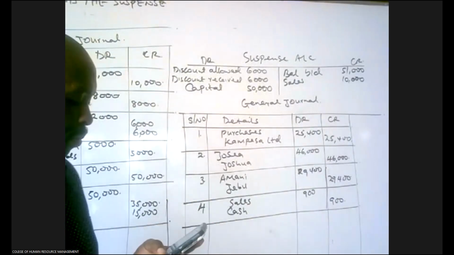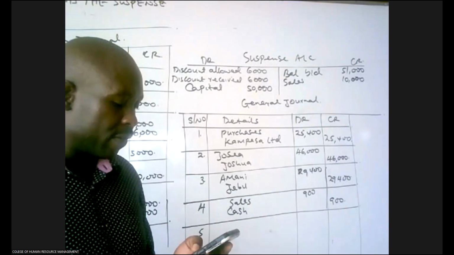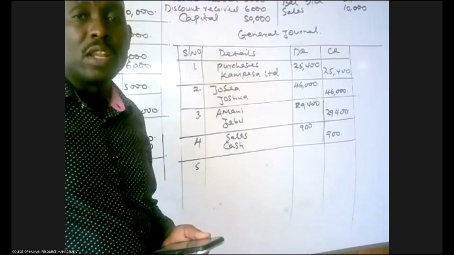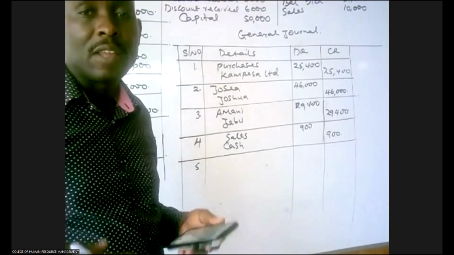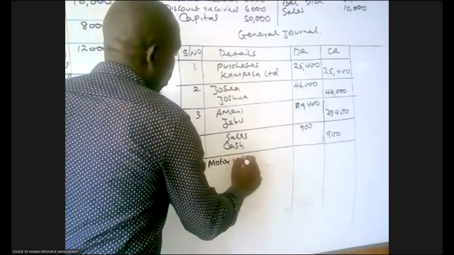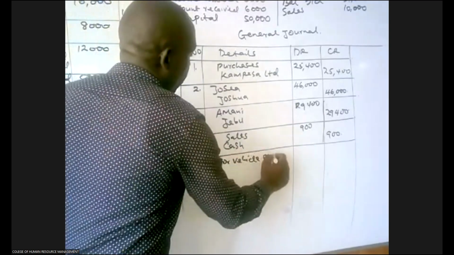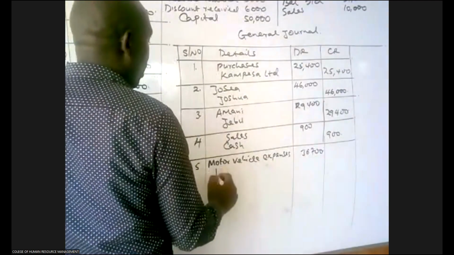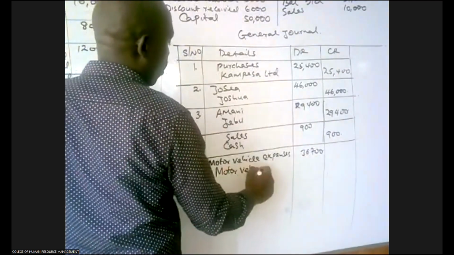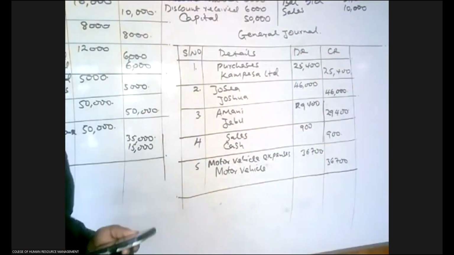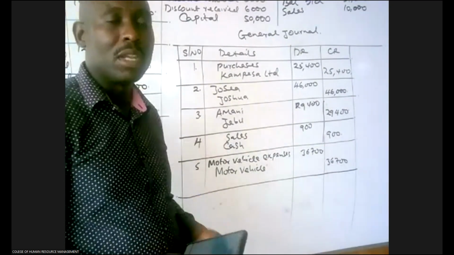Lastly, number 5. Motor vehicle expenses of 36,700 were recorded in the motor vehicle account. That is an error of principle. Motor vehicle expenses are not supposed to be recorded in motor vehicle. They are supposed to be treated as expenses, and expenses are always debited. So you write here motor vehicle expenses, debited with 36,700. Then you credit motor vehicle by 36,700. Why have we credited motor vehicle? Because we had wrongly debited it, so we are reversing the wrong debit that was made there.